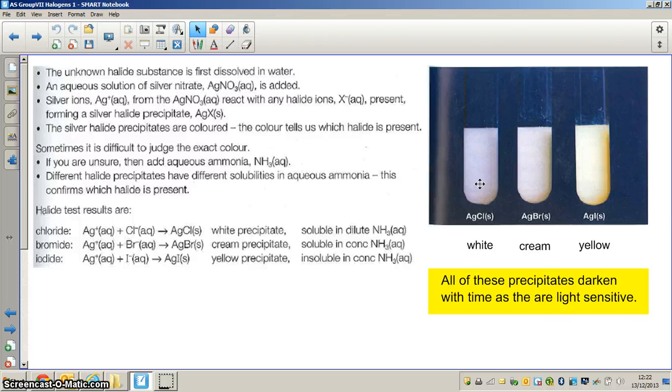You will certainly need to know the test for a halide and how you would distinguish between different halides, sodium chloride, for example, with sodium bromide, with sodium iodide, or any unknown halide. If you were given a salt and asked which is this, a chloride, bromide or iodide, you would be expected to describe the test you would do, each of these stages, to identify whether it was chloride, bromide or iodide. So you need to make yourself familiar with this whole procedure.